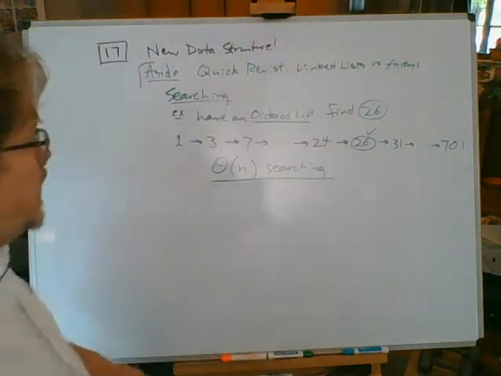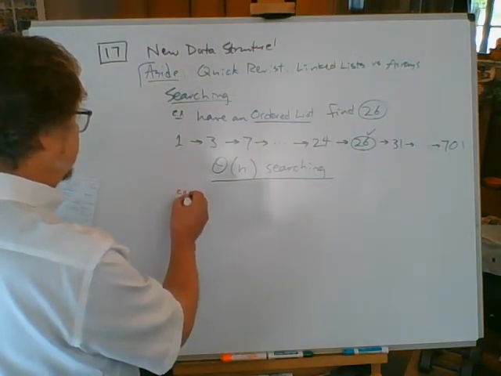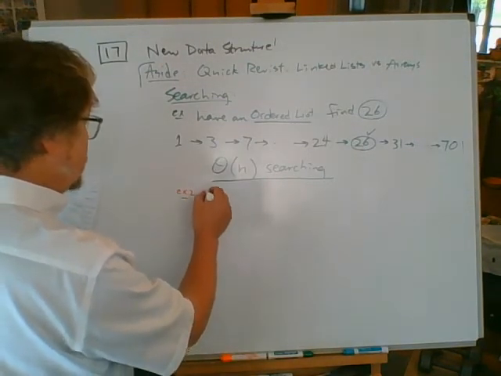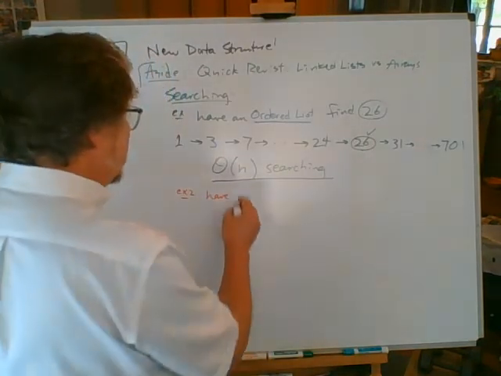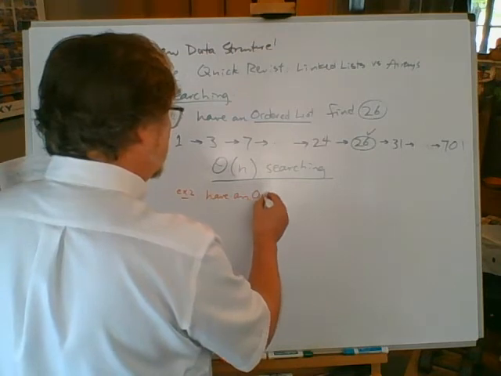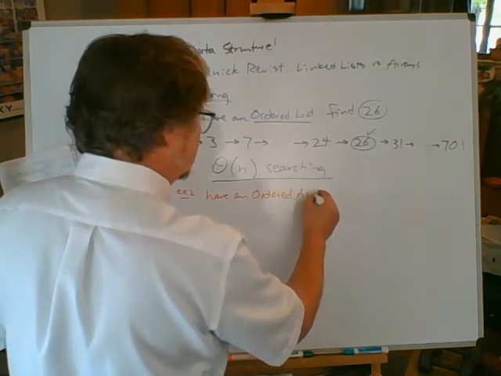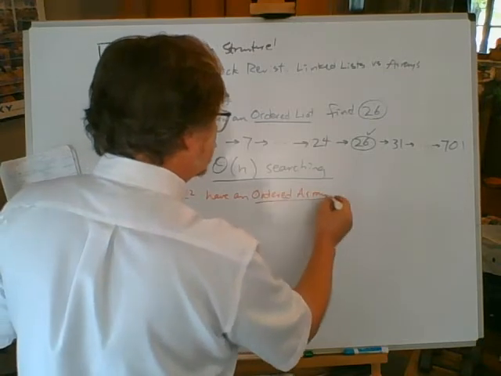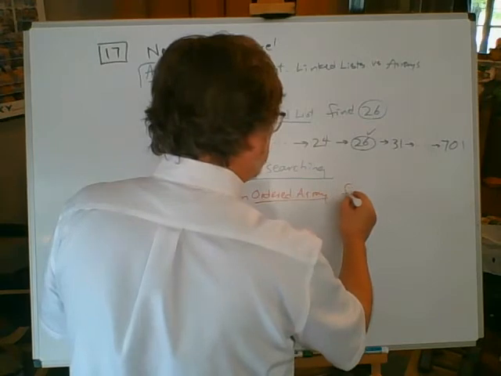since we want to compete with an ordered list, maybe example 2, we have an ordered array. An array where when we insert things, we keep things in order. We haven't implemented any such thing, but that's not too hard to imagine. And let's find 26.